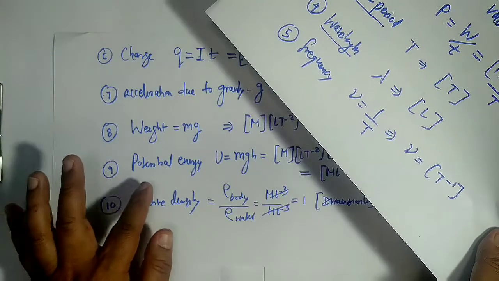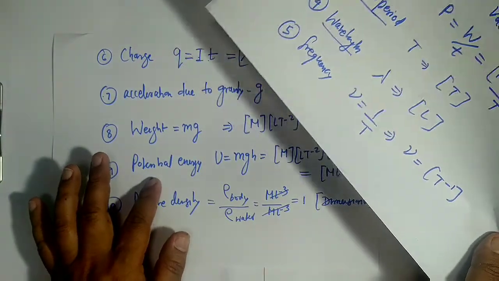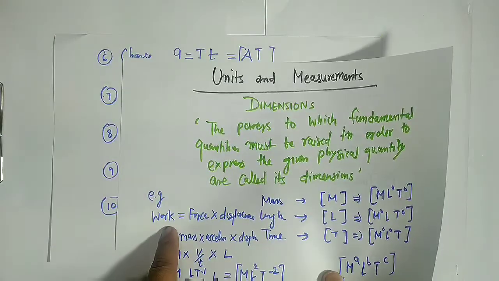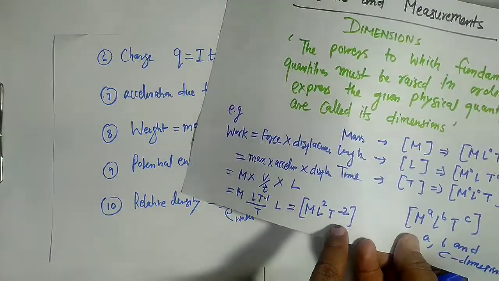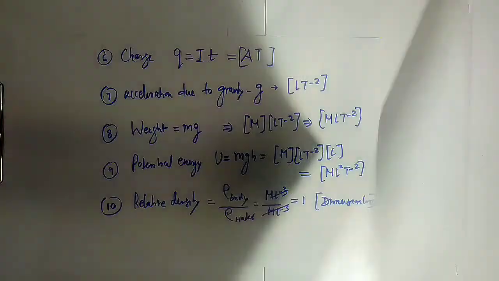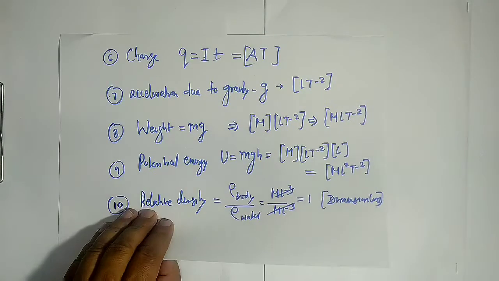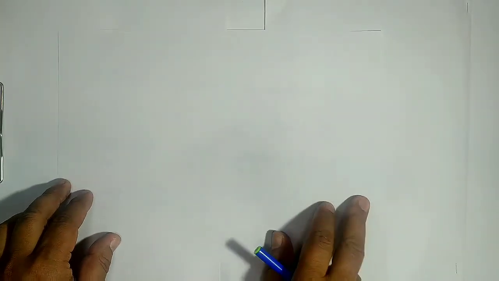But you see a very interesting thing, that the potential energy and the work, as you know earlier, have the same dimensions, ML square T minus 2. And another quantity, the relative density, has no dimensions. So certainly we have to discuss what the dimensions are in detail.